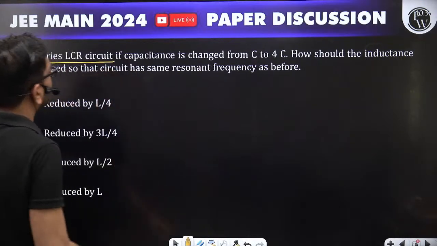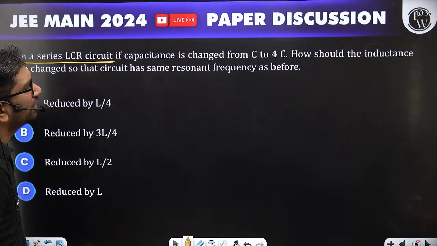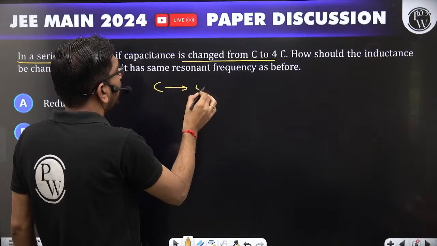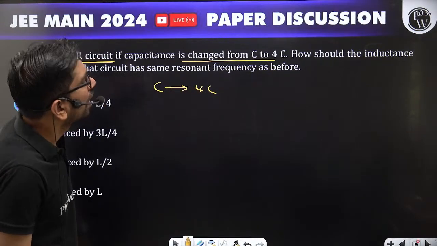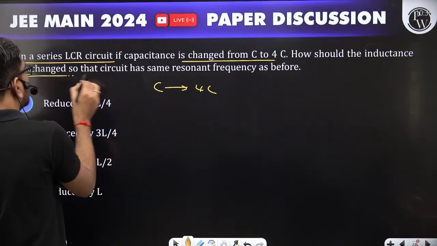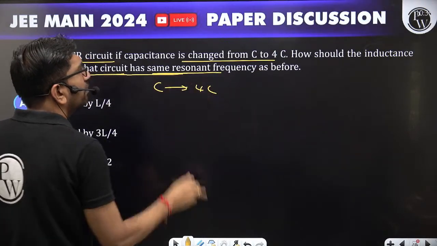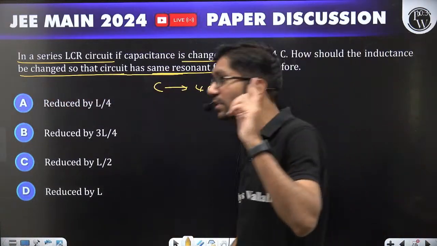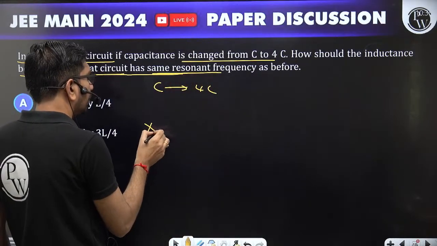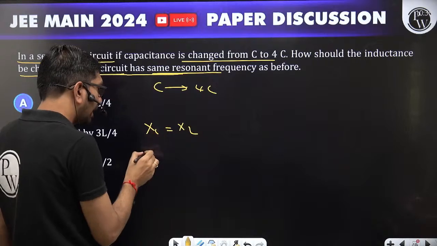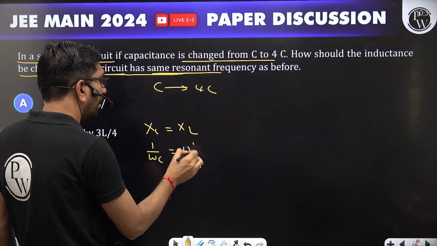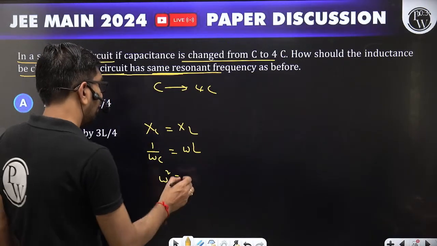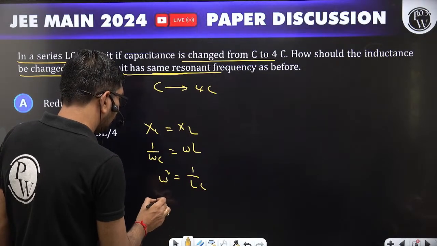In a series LCR circuit, if the capacitance is changed from C to 4C, how should the inductance be changed so that the circuit has the same resonance frequency as before? As everyone knows, the condition for resonance is XC equal to XL. XC formula is 1 by omega C, XL formula is omega L. So omega square is 1 by LC. So here 2 pi.